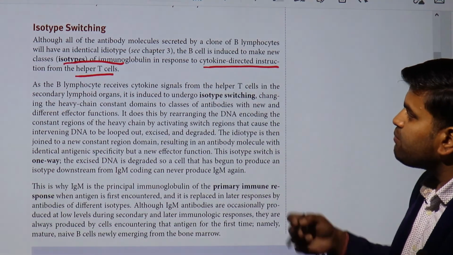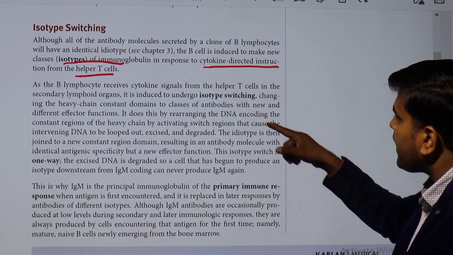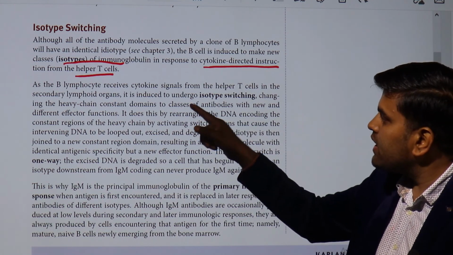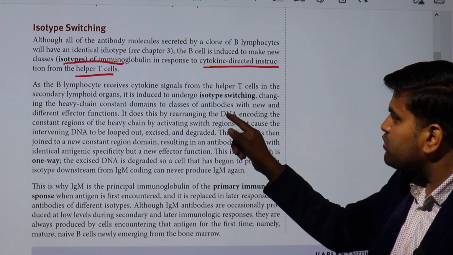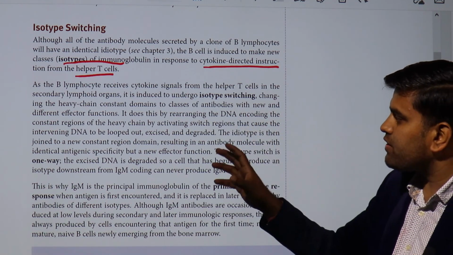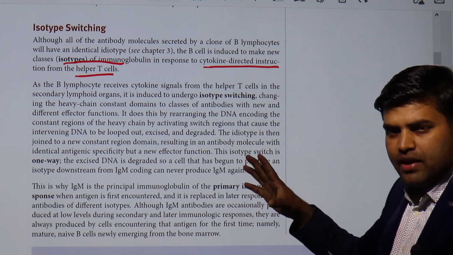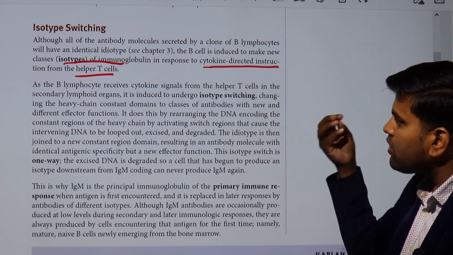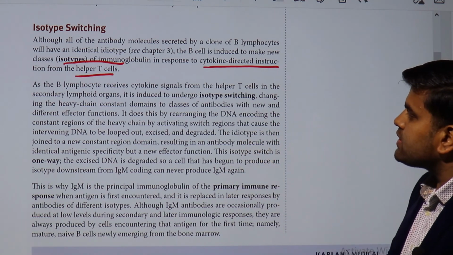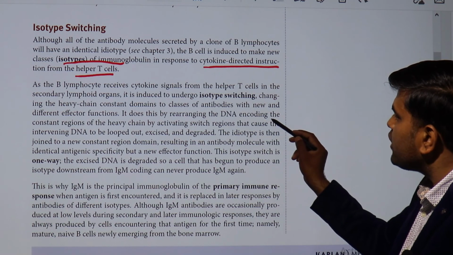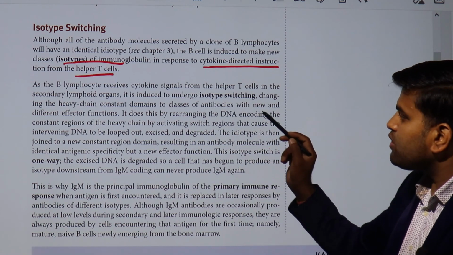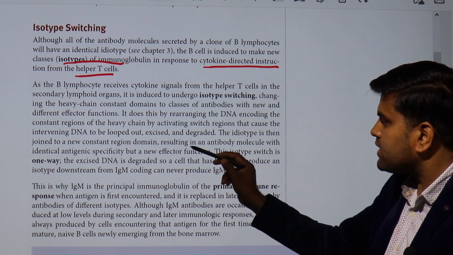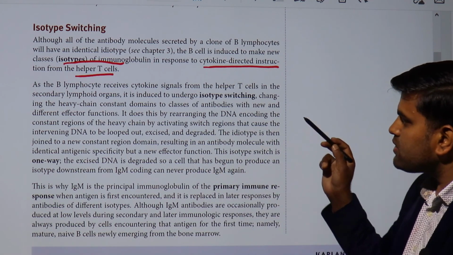As the B lymphocyte receives cytokine signals from the helper T cell in the secondary lymphoid organ, it is induced to undergo isotype switching, changing the heavy chain constant domains to a class of antibody with a new effector function. So what will happen? The isotype switching will occur in the heavy chain, and it does so by rearranging the DNA encoding the constant region of the heavy chain, activating switch regions that cause the intervening DNA to be looped out, excised and degraded. So the idiotype is then joined.